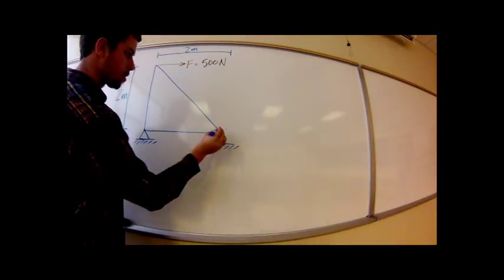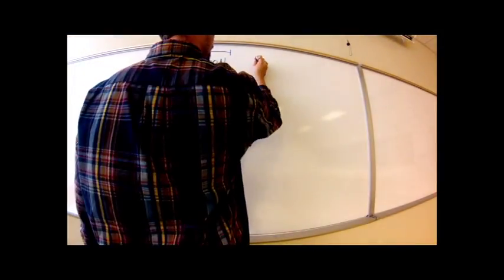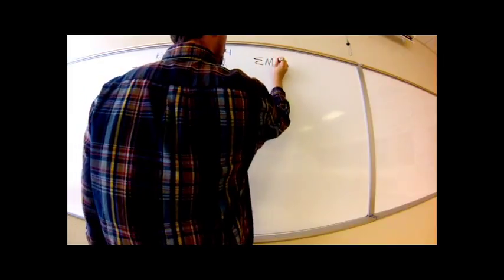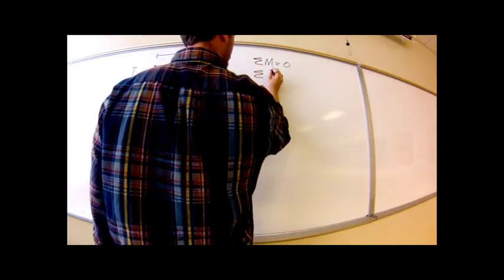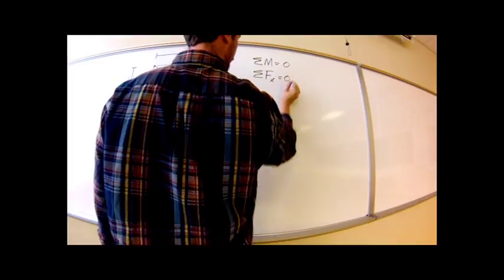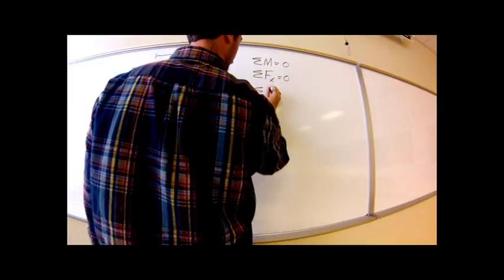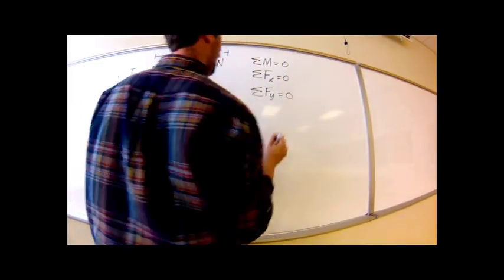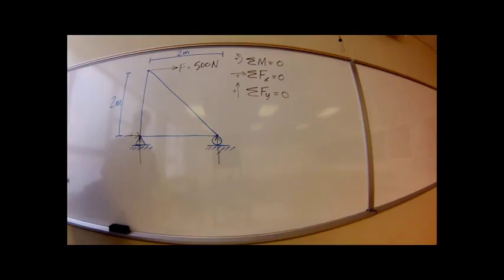This truss system is statically determinate because there are 3 unknown forces and 3 equations of equilibrium in 2D. The sum of the forces in the X direction equals 0. The sum of the forces in the Y direction equals 0. The sum of the moments about a point equals 0.